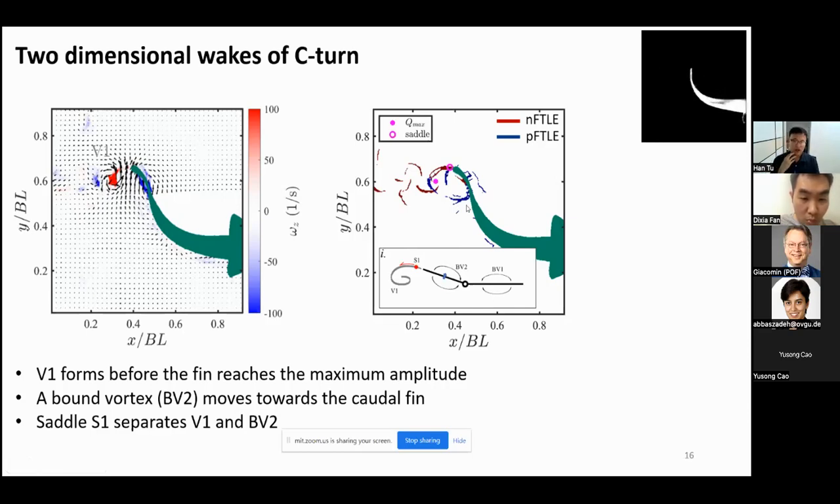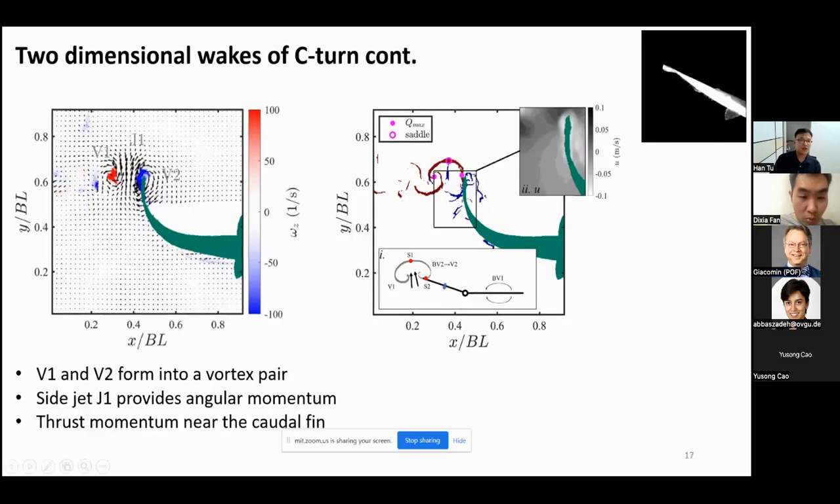From the aerodynamic point of view, the attached V1 increases the circulation around the fish body. However, the circulation increases clockwise, which is opposite to the fish turning direction. So the fish requires a shedding of V1 for the left turn, and the saddle S1 is expected to depart from the caudal fin tip. If we go to the next snapshot, the caudal fin reaches its maximum amplitude and starts to pitch back. At this moment, the fish body performs a typical C shape.